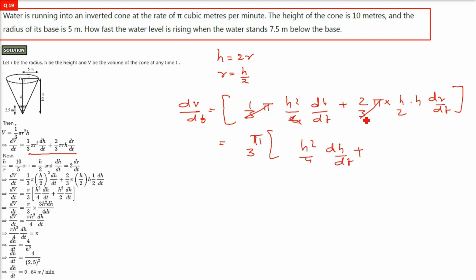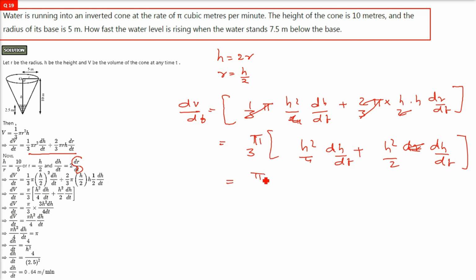So h by r is 10 by 5, that is, r is h by 2. That is why we are able to write this r as h by 2. So now this is already being done. We have replaced r as h by 2, and since h is twice of r, you can have dh by dt as twice of dr by dt. Now you can replace this.